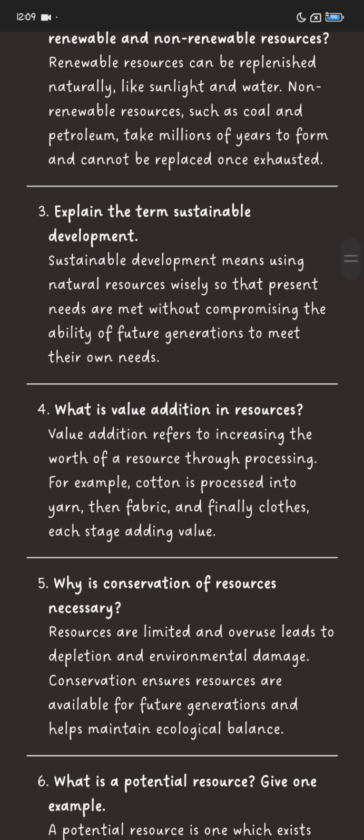Explain the term sustainable development. Sustainable development means using natural resources wisely so that present needs are met without compromising the ability of future generations to meet their own needs.